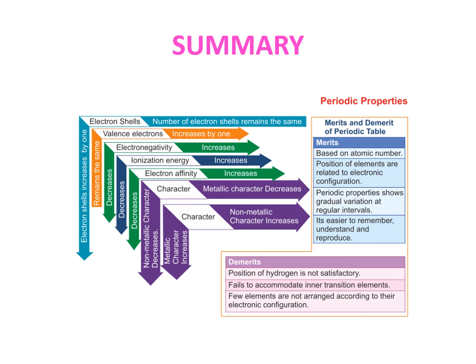This long form periodic table has certain merits and demerits. The merits are, it is based on atomic number. Positions of elements are related to electronic configuration. Periodic properties show gradual variation at regular intervals. It's easier to remember, understand and reproduce. But at the same time, demerits are also there. Position of hydrogen is not satisfactory, it fails to accommodate inner transition elements within the same periodic table, and few elements are not arranged according to their electronic configuration.